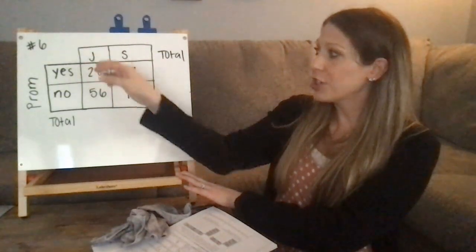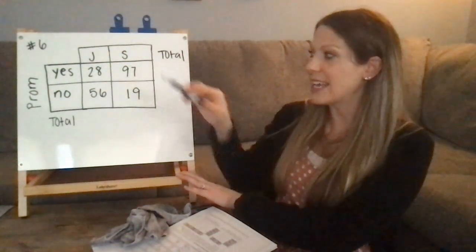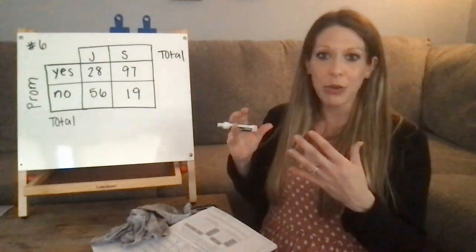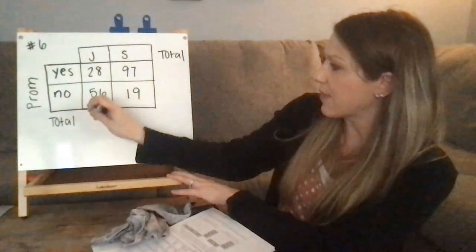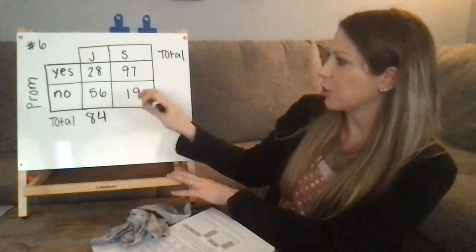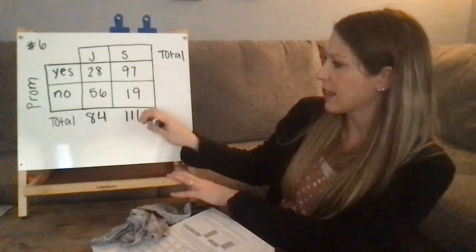So we've got juniors that said yes to prom, juniors that did not go to prom, seniors that did, seniors that didn't. But I want to know the totals. So total amount of juniors is 28 plus 56. Total amount of seniors, 97 plus 19.